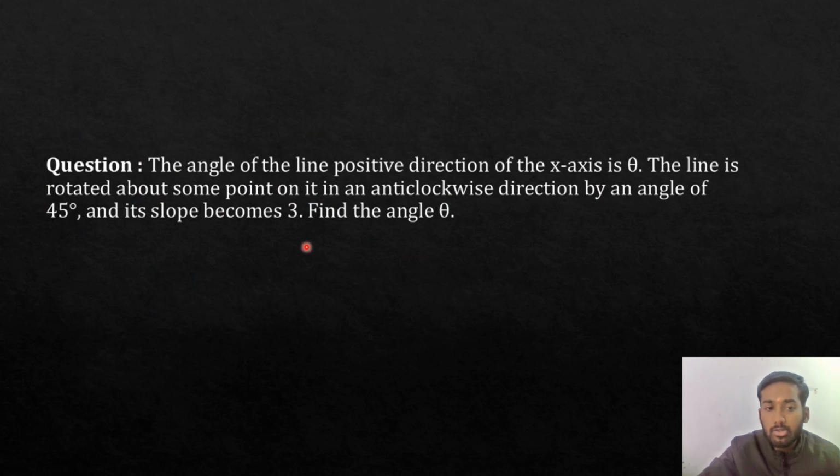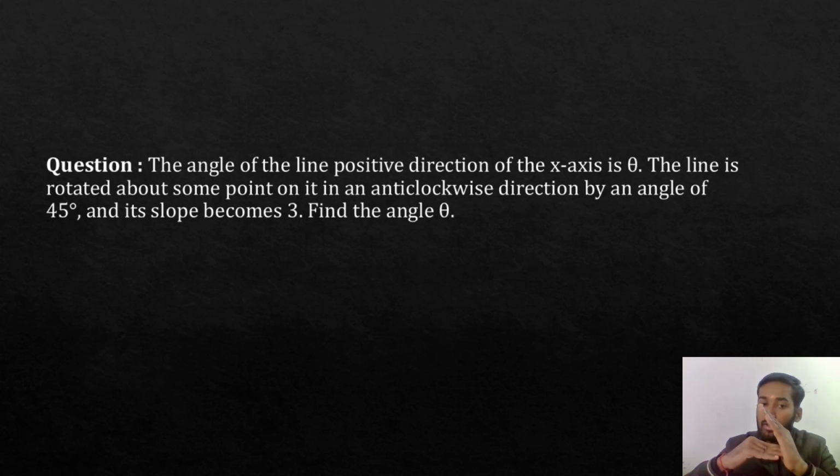Let us solve another question where a line makes an angle theta with the positive x-axis, and the line is rotated about some point on it in an anti-clockwise direction by an angle of 45 degrees, and its slope becomes 3. Find the angle theta. Here a line is given, inclined and making an angle theta with the positive x-axis, and when we rotate it anti-clockwise, it makes an angle 45 plus theta, and the slope value becomes 3.